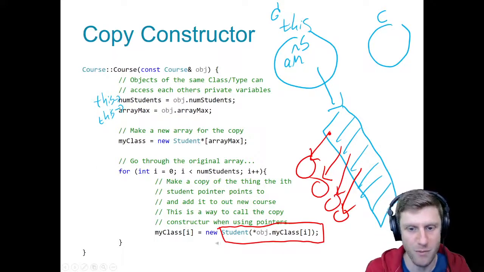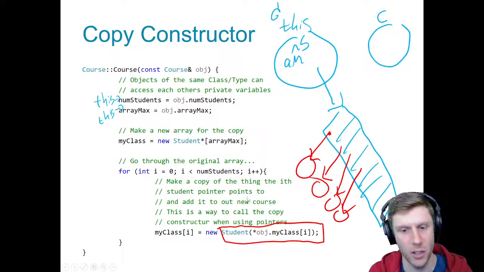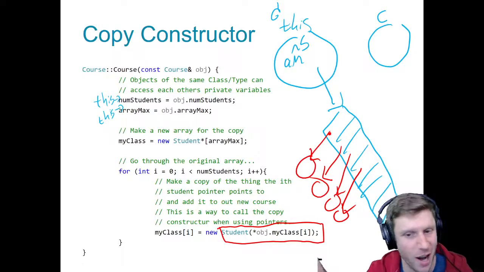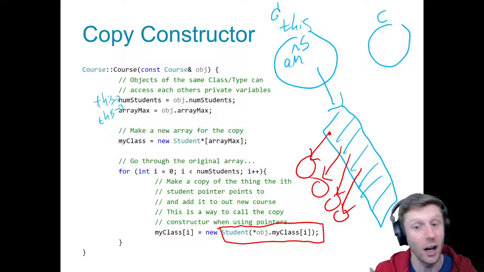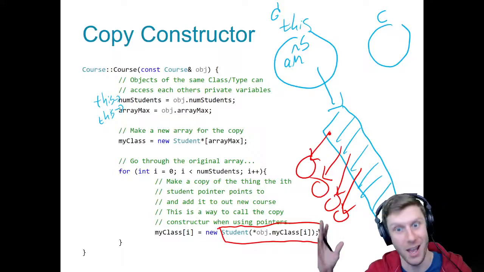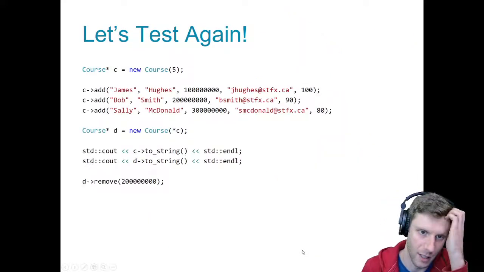And you'll see that in order to make a copy of this, we need to make copies of the student objects as well. But this is fantastic because we're good programmers. We already wrote the copy constructor for the students. So we can use the student's copy constructor in our course copy constructor. This is fantastic. So we can test it again.